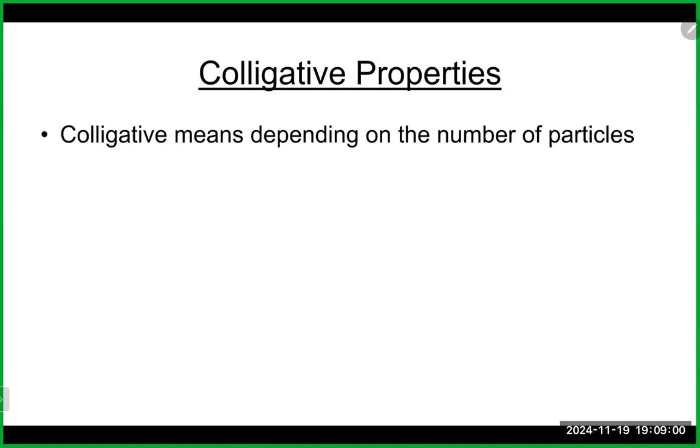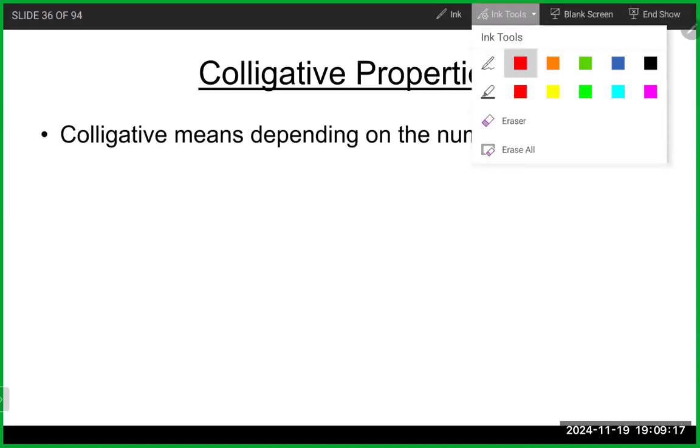Okay, like I said before, we're going to continue on here and talk about now really the main part of the chapter, which is colligative properties. Colligative property solutions basically depend on the number of particles that are dissolved in it.